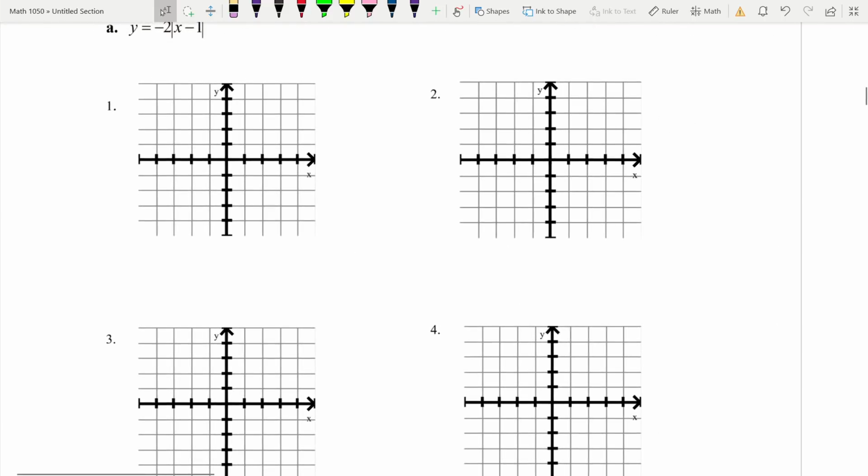I've given you 4 graphs. You don't have to do 4 graphs. You only have to do 2 graphs, or 1 graph. Okay?